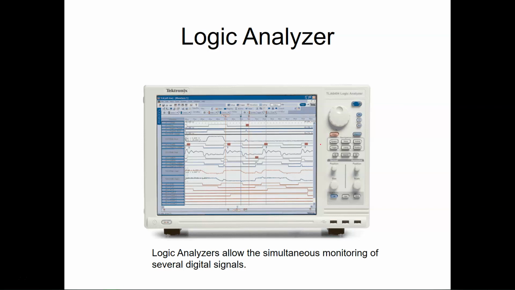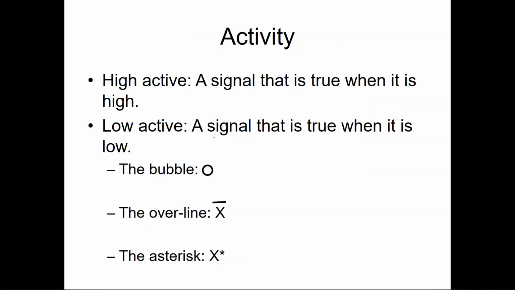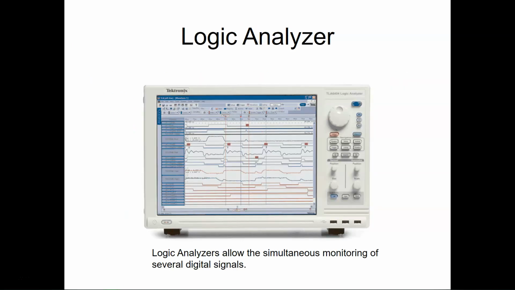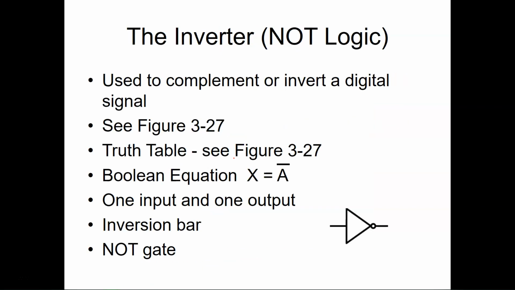And then you have something called logic analyzers. These allow for the monitoring of all the digital signals that you hook it up to. So it can tell you whether the gates are good or bad, or whatever you need to know about it. So high active is a signal that is true when it's high. Low active is a signal that's true when it's low. You also have the bubble, the over the line, and the asterisk. So looking at working with all of these.